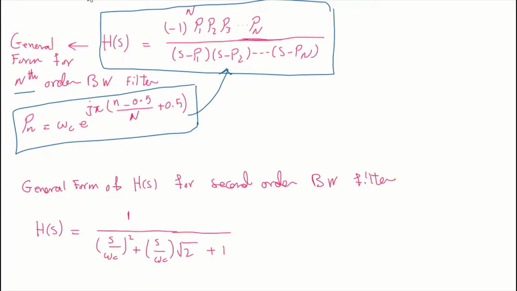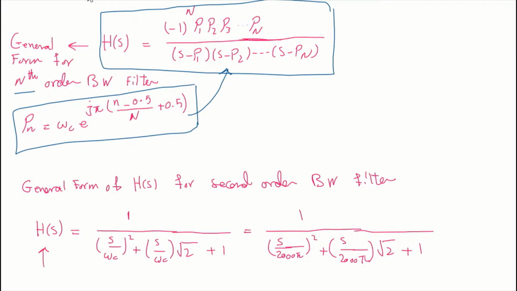This is the general form for the transfer function of a second order Butterworth filter, and we know that omega C equals 2000 pi, so if I replace that here, then we get 1 over (s over 2000 pi) squared plus s over 2000 pi times square root of 2 plus 1. And this is the transfer function. By this we can say we have designed the Butterworth filter we need.